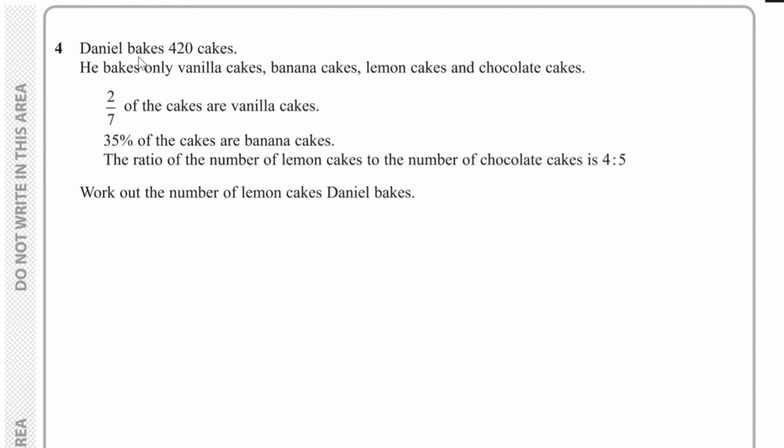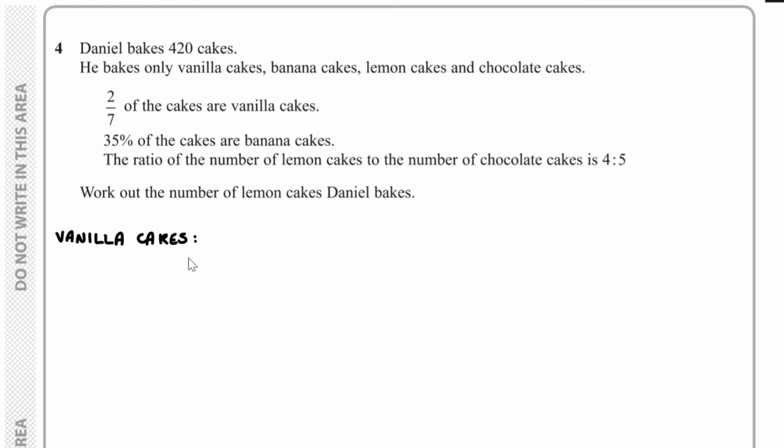Question number 4. Daniel bakes 420 cakes. He bakes only vanilla cakes, banana cakes, lemon cakes and chocolate cakes. 2/7 of the cakes are vanilla cakes. 35% of the cakes are banana cakes. The ratio of the number of lemon cakes to the number of chocolate cakes is 4:5. We have to work out the number of lemon cakes Daniel bakes. Well, let's take this a statement at a time. Let's first of all take a look at vanilla cakes.